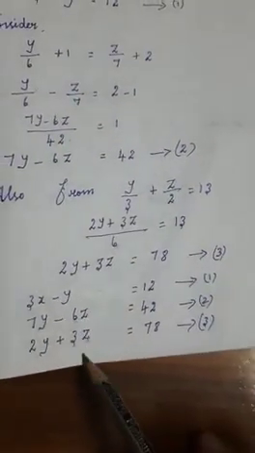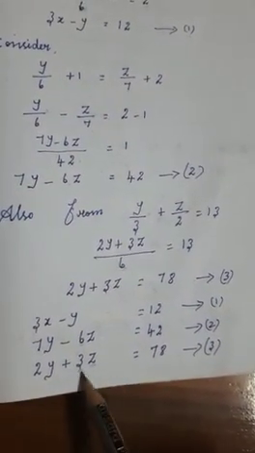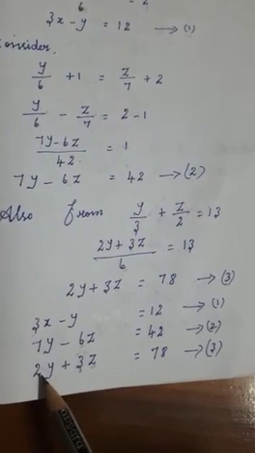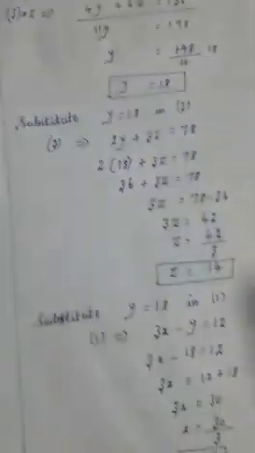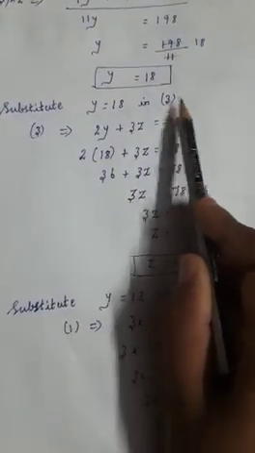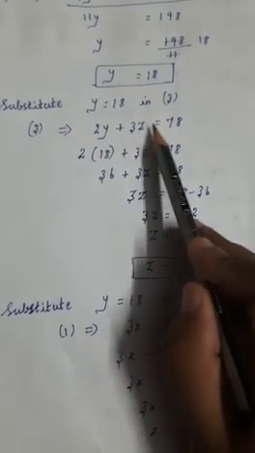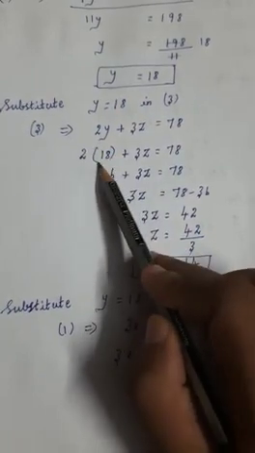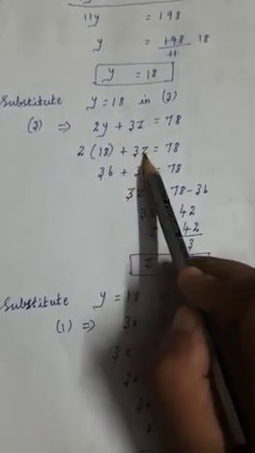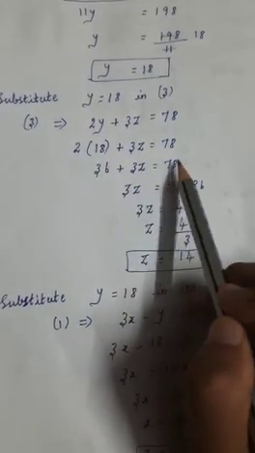Now substitute this to get the other variable. Any one equation you can use. Can you substitute in the third equation? Because we know the y variable, if you substitute the y value, you can find the z variable. So substitute y is equal to 18 in the third equation: 2y plus 3z is equal to 78. That is 2 into 18 plus 3z is equal to 78.